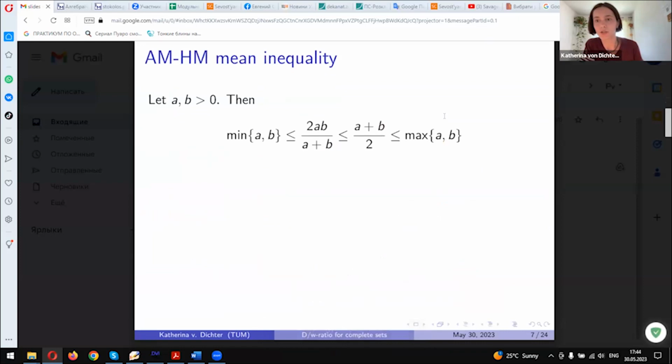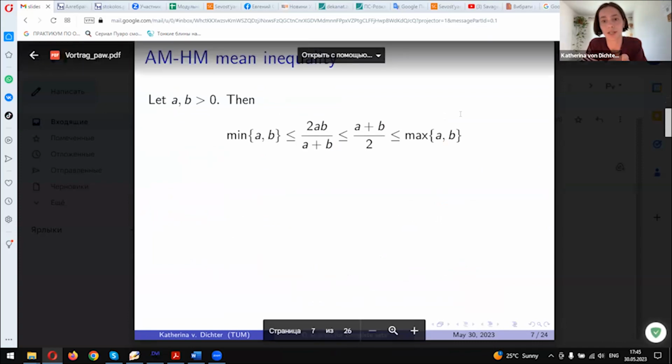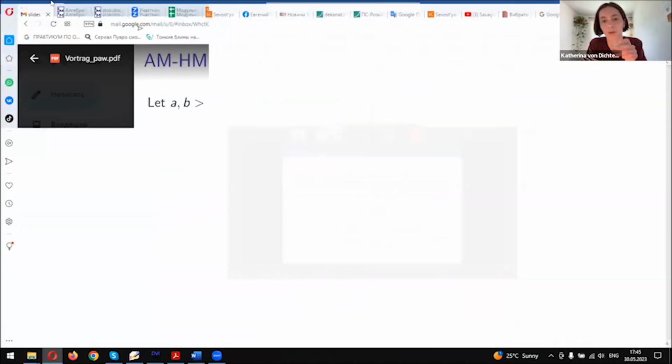So let's compare this to the one-dimensional case. If you have two positive numbers, you can write down the arithmetic harmonic mean inequality, which says that the harmonic mean is less or equal to the arithmetic mean. And also you can extend it by writing the minimum and the maximum on both sides.